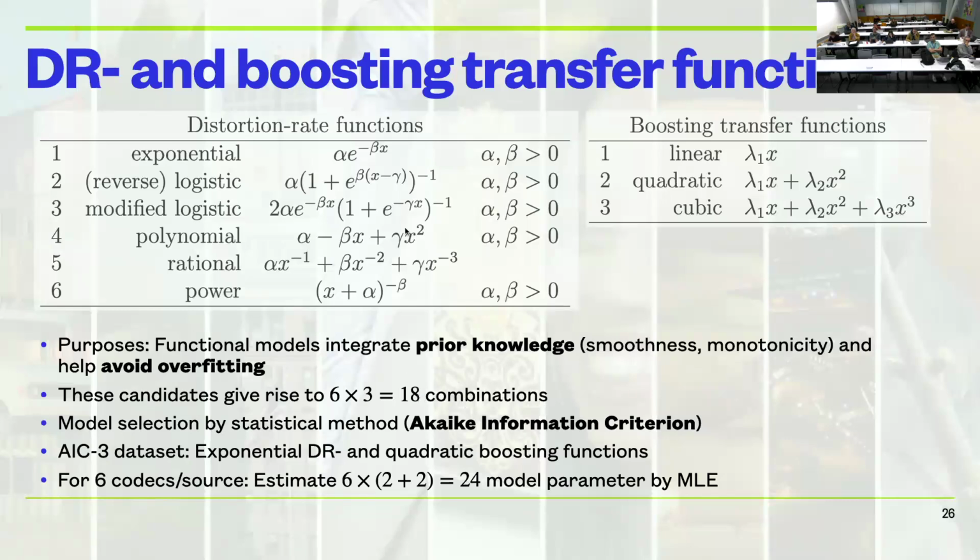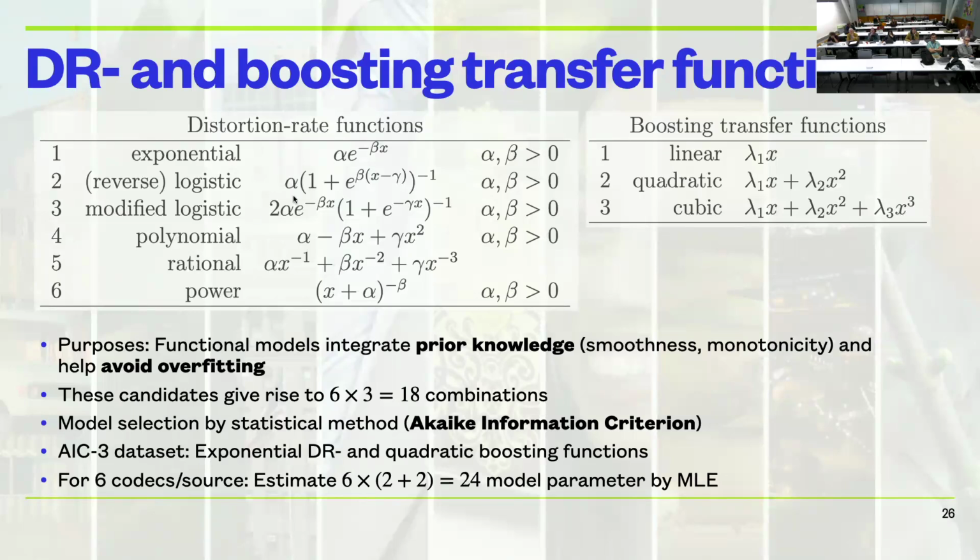So these candidates here, 6 candidates for DR functions and 3 candidates for boosting transformations, give us 18 combinations, and we tried out all of them and selected a model by the VQEG information criterion that measures the model performance, or the fitting of the model to the data. Okay, and then for the ARC data set, we found that the exponential distortion rate function with the quadratic boosting function gave us not necessarily the best performance in all cases, but in most of the cases. And since the exponential function is very simple and a natural one, we opted for this one.